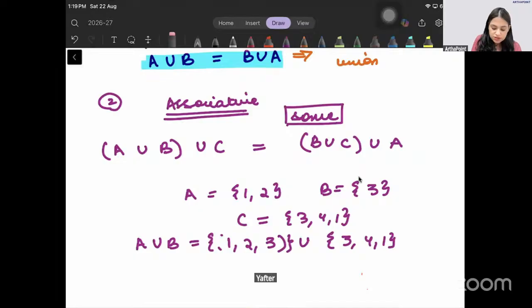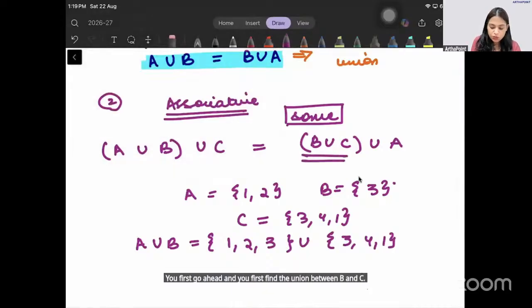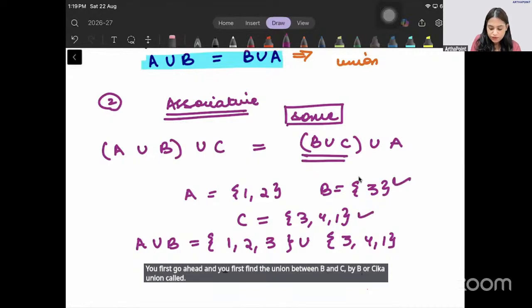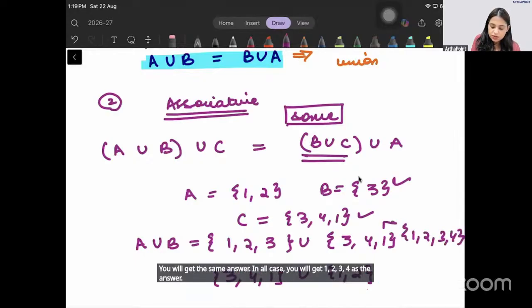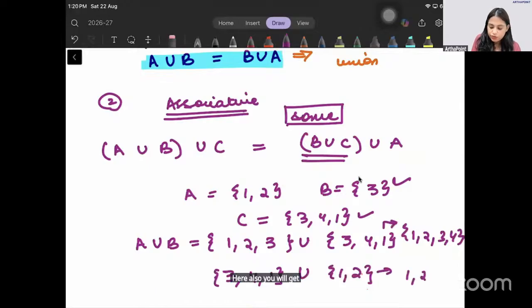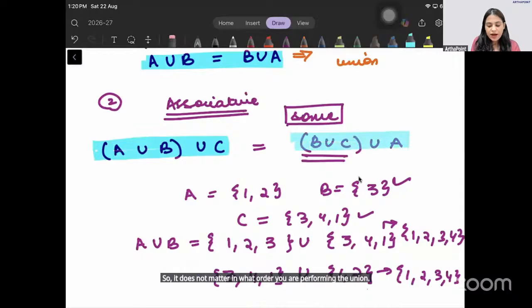Or you do the reverse. You first find the union between B and C. So the union of B and C will still be 3 4 1, and then take the union of that answer with A. You will get the same answer. In both cases you will get 1 2 3 4 as the answer. So it does not matter in what order you perform the union. The answer will be the same.